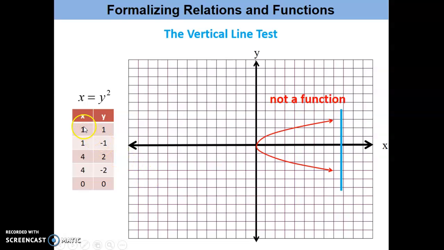And if you look at our table, 1 and 1 in the x values, they repeated. This is not a function there, and also the 4 is repeated as well, showing it is not a function. So x equals y squared, not a function.